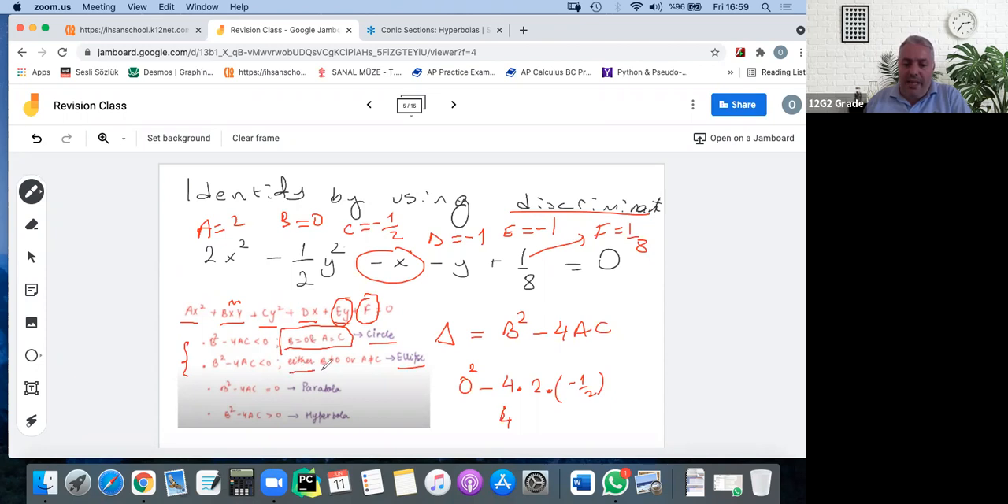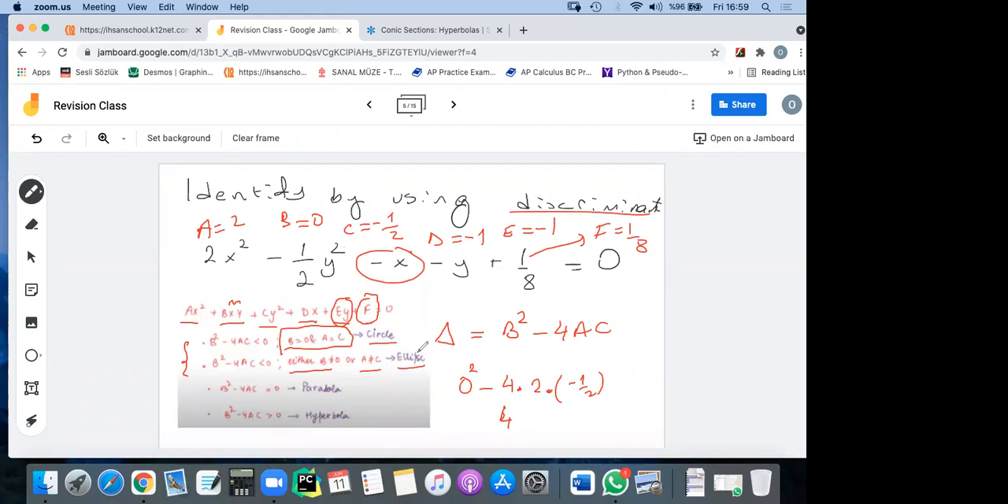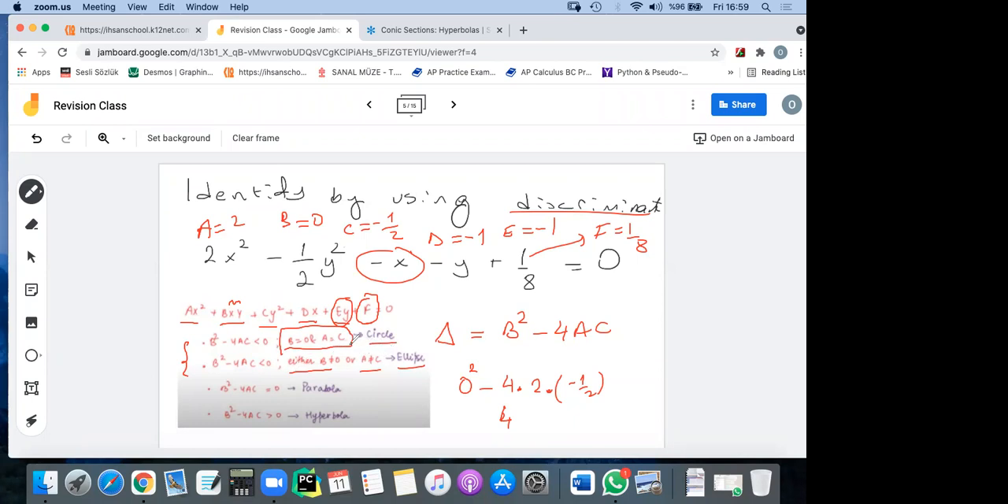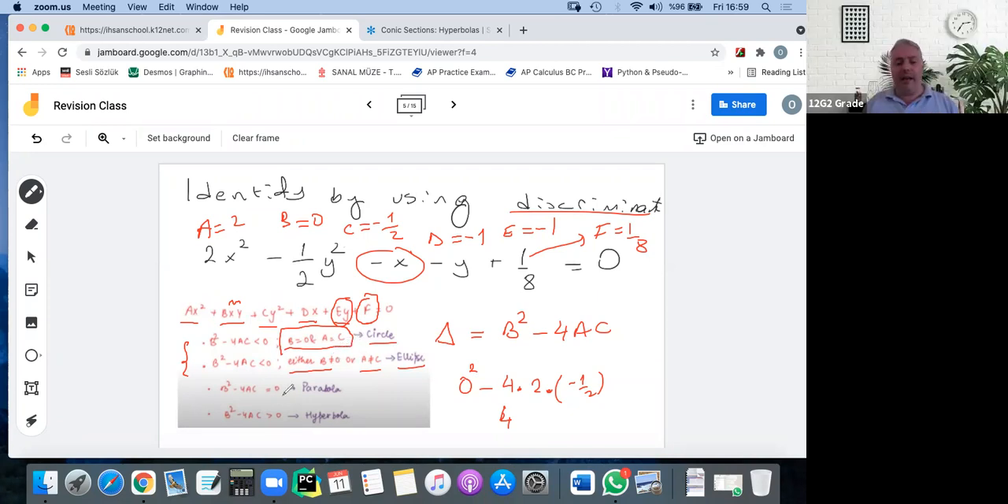If B is different than 0 or A is different than C, one of them, we call this an ellipse. Sir, B is not different than 0, so it's a circle. B is different than 0 or A is different than C. It says either or, one of them must be satisfied. Now if the discriminant delta is equal to 0, this is directly a parabola. In our case, it is greater than 0, so it is a hyperbola.